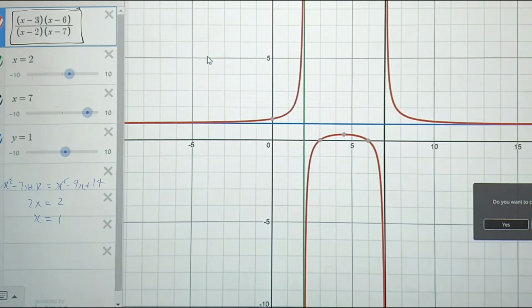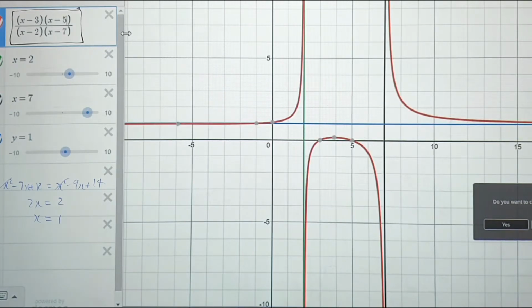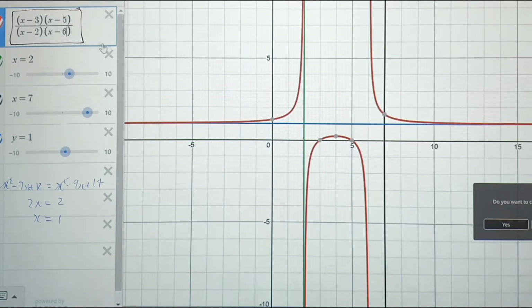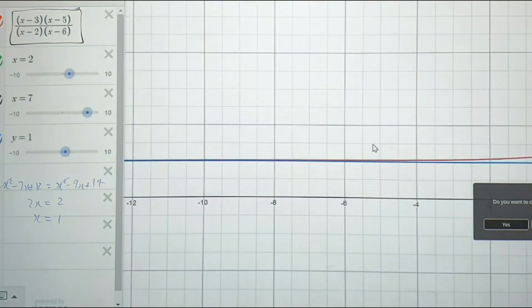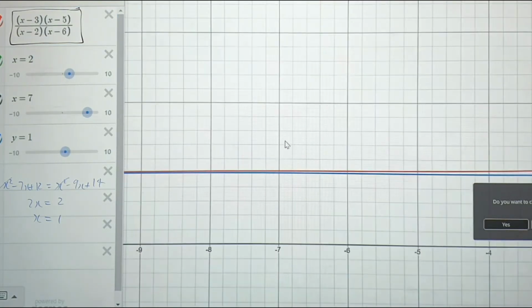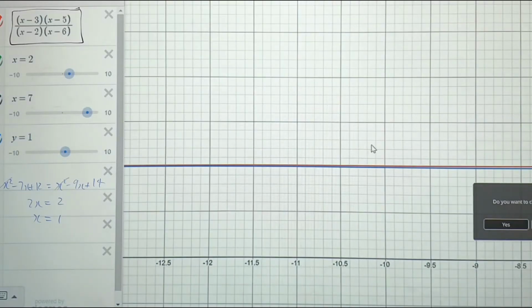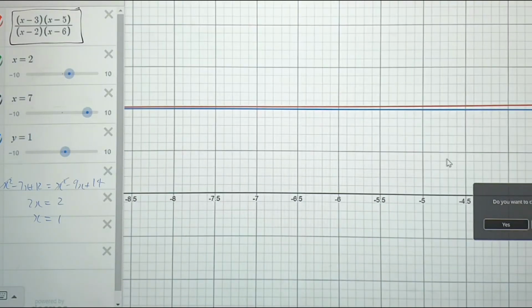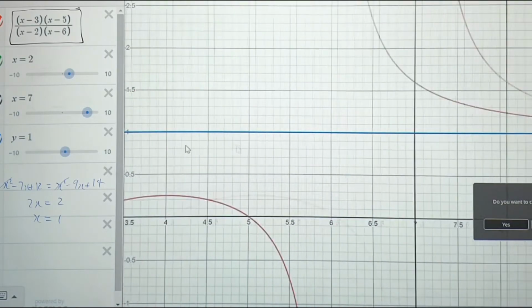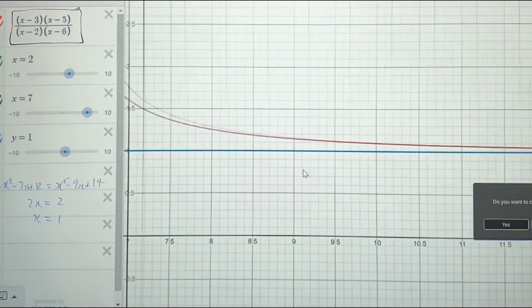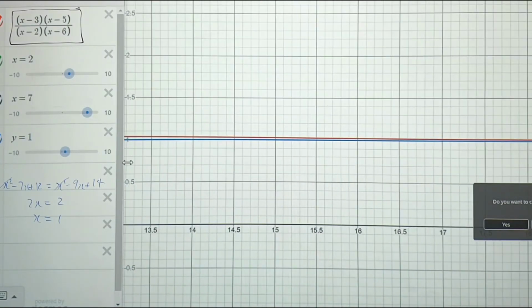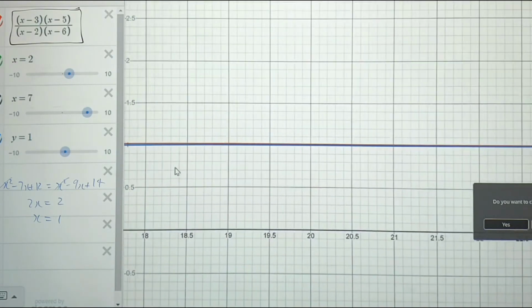Sometimes as you change these values it can make it more obvious. Let's make it 5, and say a 6, that might make it more obvious. Still not obvious, is it? I'll go over to here. Does it cross? No. Go back over to here. Does it? How far do you have to go for it to cross? Does that cross? Doesn't look like it.